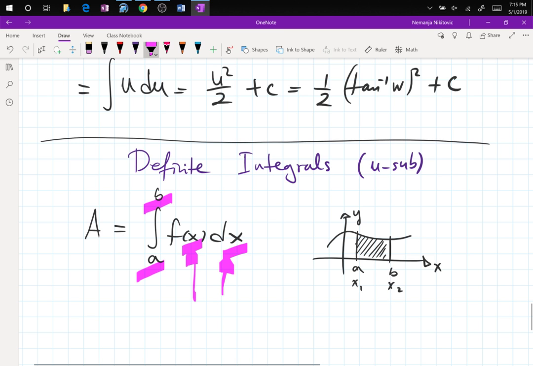So what do we need to do now? In addition, we have to do U and U. Exactly. So now we have to switch the limits as well.